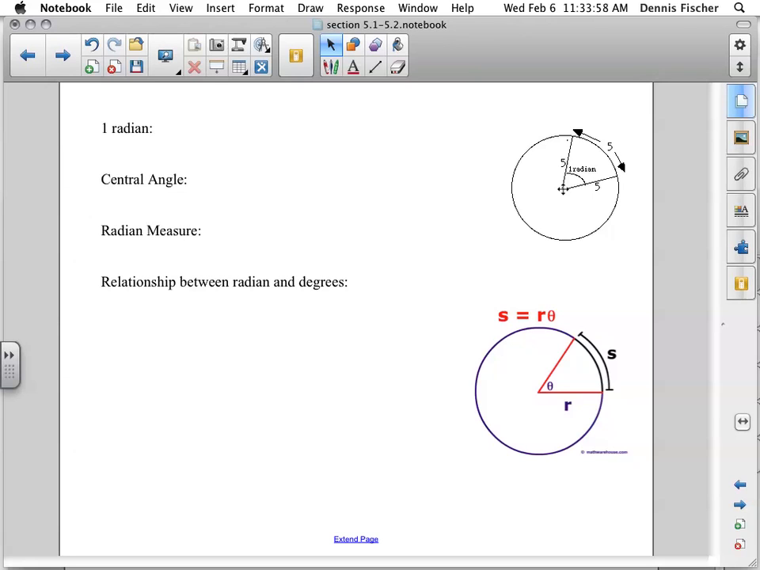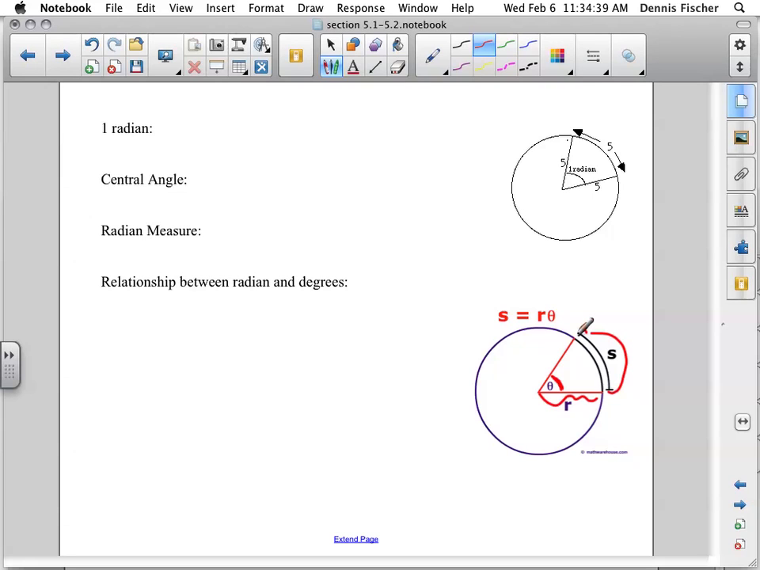What a radian is, in terms of this definition, is this. A radian is the measure of this angle. What her definition means is this. It's the measure of this central angle when the radius and the arc length are the same. That's what a radian is. It's when the radius and the arc length are the same measure, that's 1 radian. Okay? 1 radian.